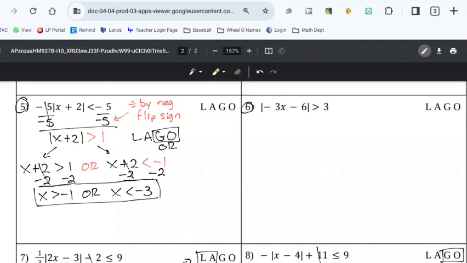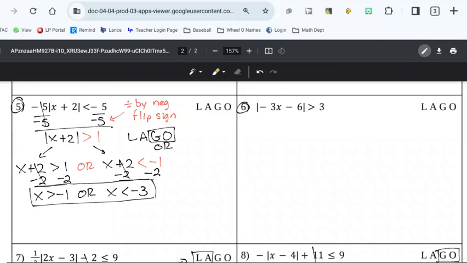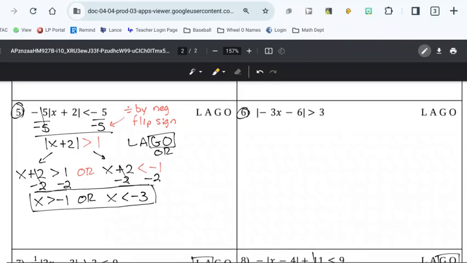All right, let's go ahead and try number 6, and then you all will try some on your own. For number 6, we ask ourselves, is the absolute value isolated? And it is this time. So we go to logo, and it's a greater than symbol, so we have another OR problem. We can go ahead right away and split. Negative 3x minus 6 is greater than 3.